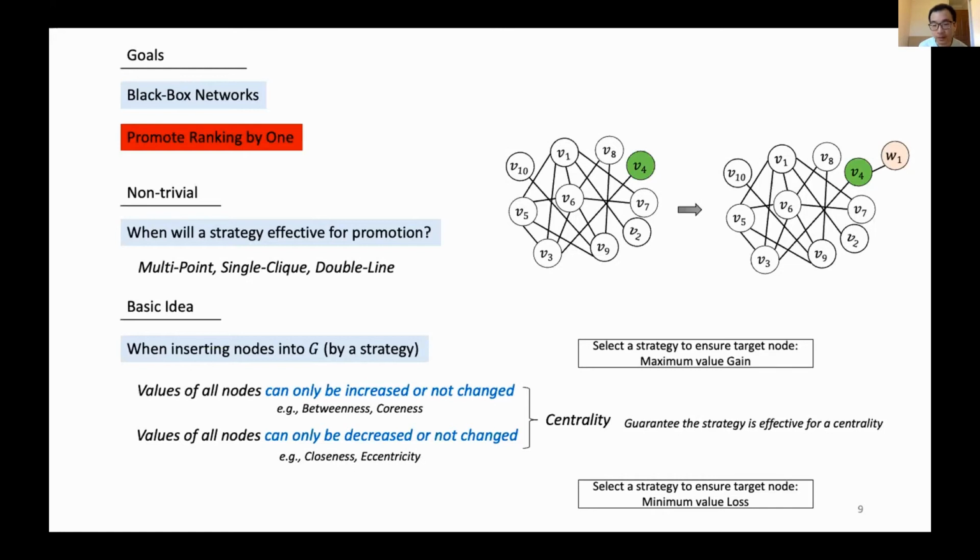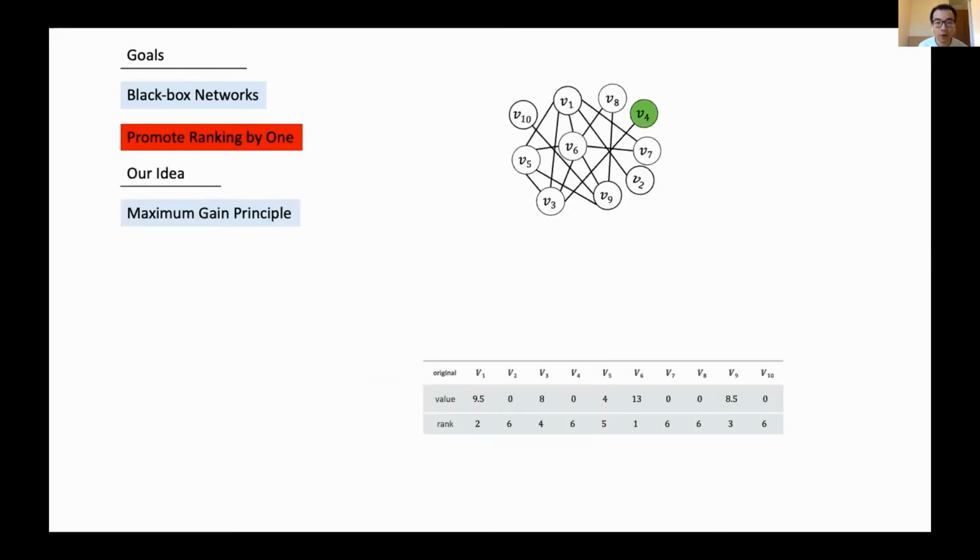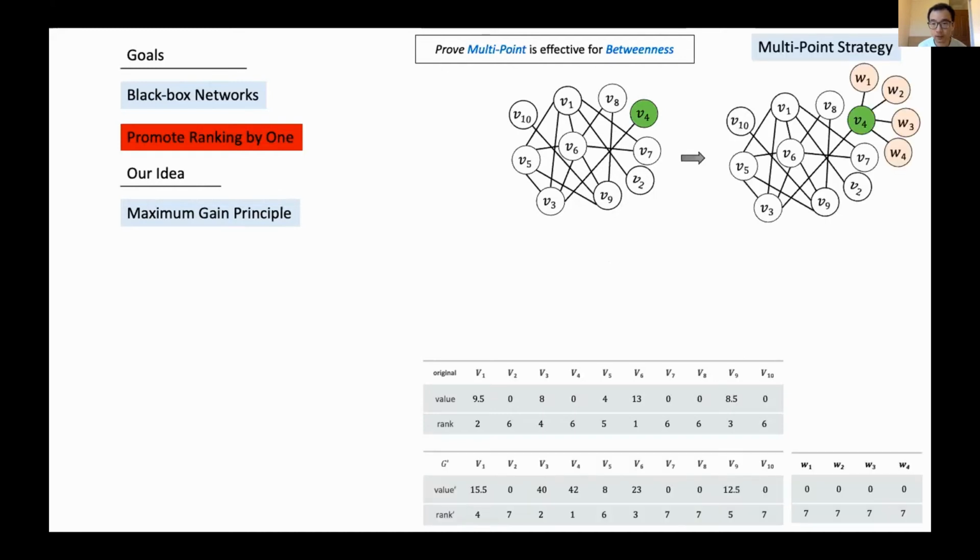Now we will give you more detail about this idea. First, we want to show you the maximum gain principle. We want to answer the question: we need to prove that multi-point insertion is effective for betweenness, even though the network is a black box network. And it needs to meet 3 conditions. As we see, if we just insert some nodes, for betweenness, the target node V4 has its rank improved from 6 to 1. So I will introduce the 3 conditions.